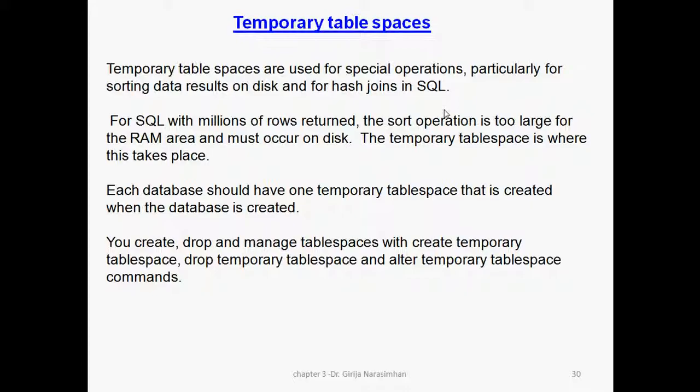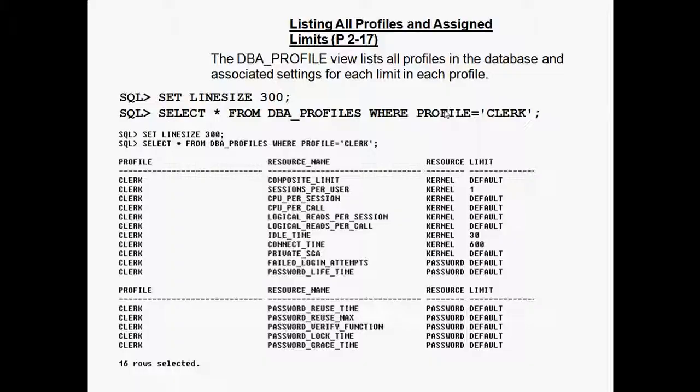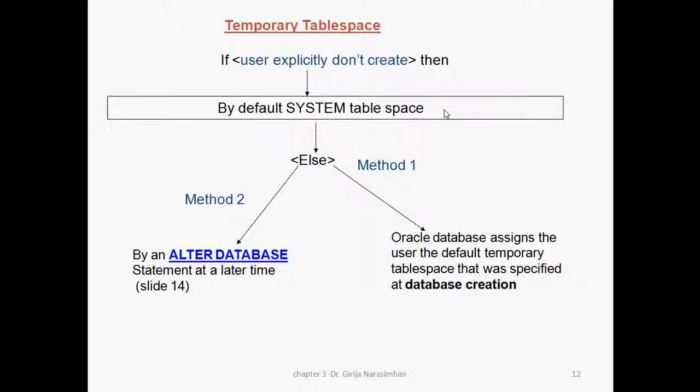Each database should have one temporary table space that is created when the database is created, like the default table space. When you create a database, it will automatically create the system table space as a default table space. In the same way, one temporary table space is also created whenever you are creating the database. You create, drop or manage table spaces with CREATE TEMPORARY TABLESPACE, DROP TEMPORARY TABLESPACE and ALTER TABLESPACE commands. Lots of commands are there: alter, delete. This way we can manage the temporary table space.